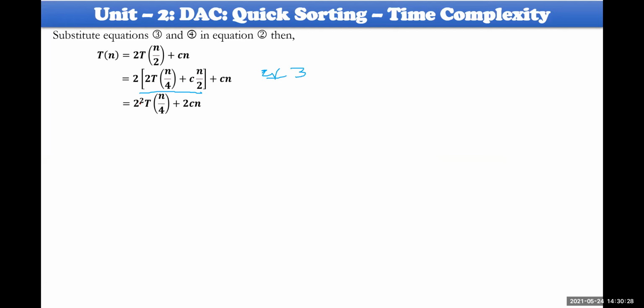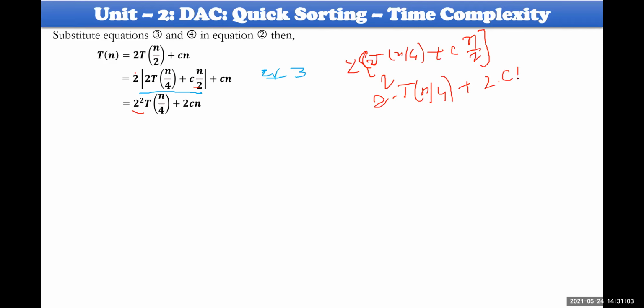Then if you solve this one, 2 square into T of n by 4 plus, look at this, this 2 and this 2 will get cancelled, so that Cn will be left over. So 2 into 2T of n by 4 plus C into n by 2. This is the actual equation which we have with us. If you elaborate this one, 2 square into T of n by 4 plus 2 into Cn divided by 2. This 2 will get cancelled. Cn will be left over here. And this Cn plus the already existing Cn is 2Cn. That is why you got 2Cn.